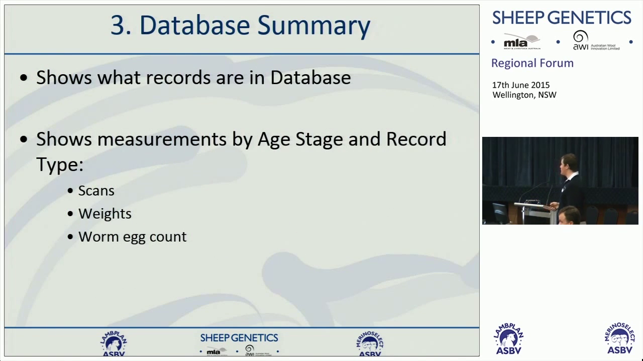So database summary, the third report that you'll get, shows what we can see in your database, and this is often a bit of a key report if you think you've sent in some information but we're not actually seeing it. So something might have happened between the space of you entering it into your computer and us receiving it and using it in the analysis. Okay, let's have a look at one.